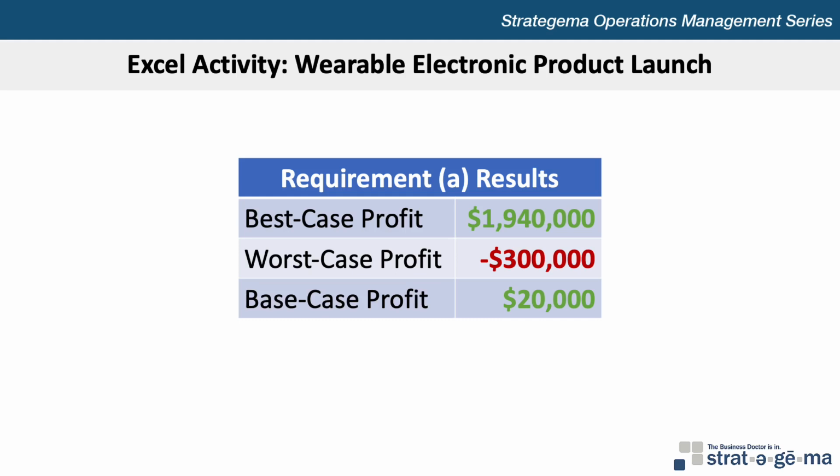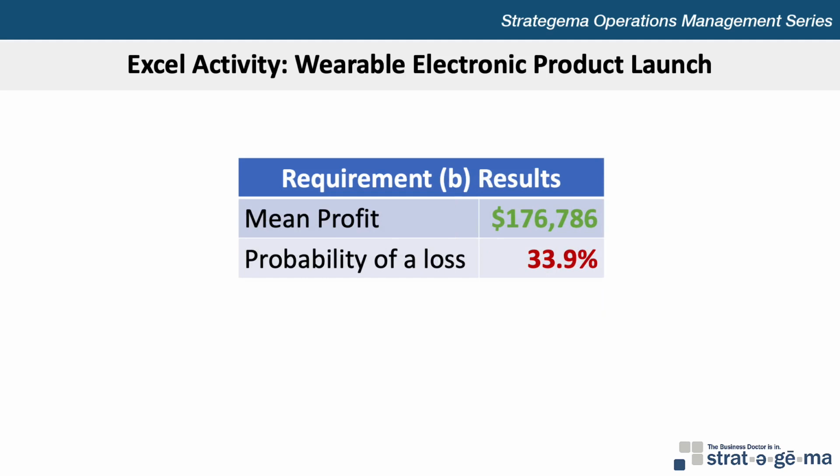For requirement B from our trials, the average profit is 176,786, and the probability of a loss is 33.9%. Your numbers will be slightly different, but not far off from the 30% range with 1,000 trials.